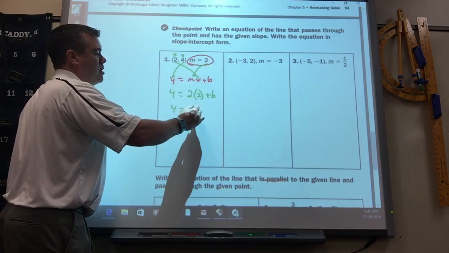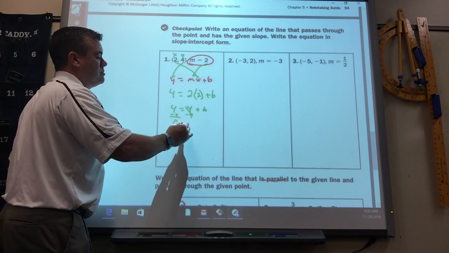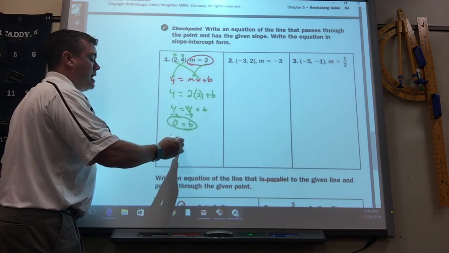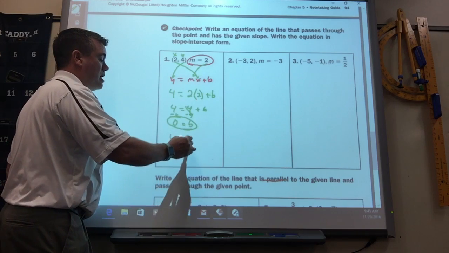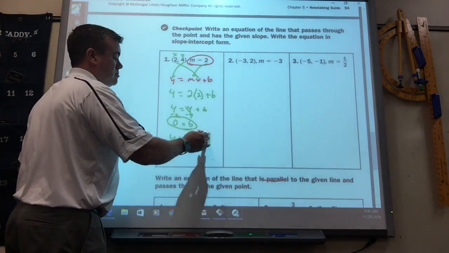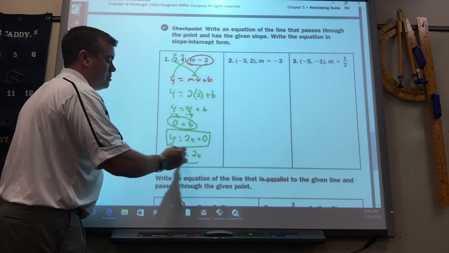2 times 2 is 4. Subtract 4, and you get 0. So the equation would be y equals m is 2x plus 0. Which you could just write as y equals 2x if you wanted to.